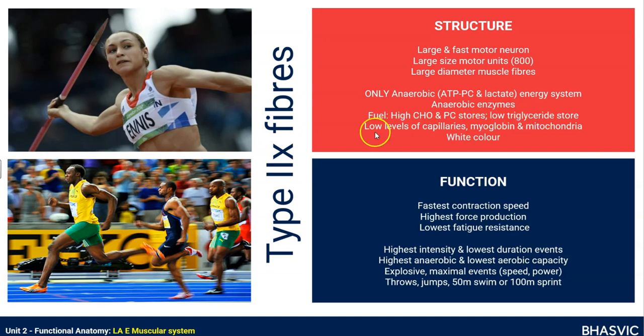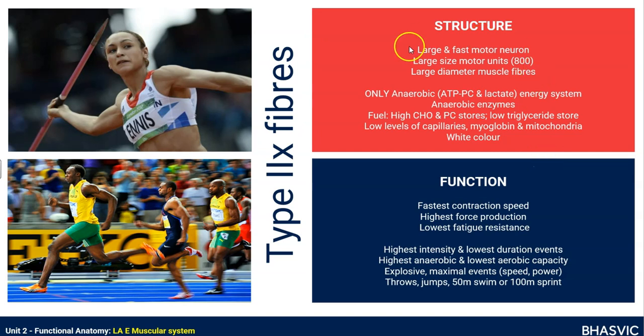Because they don't use oxygen, obviously, there's hardly any capillaries around these fibres. They have very little myoglobin and mitochondria because those are all associated with aerobic respiration, and these don't do that. Because they don't have those things, they look white under a microscope.